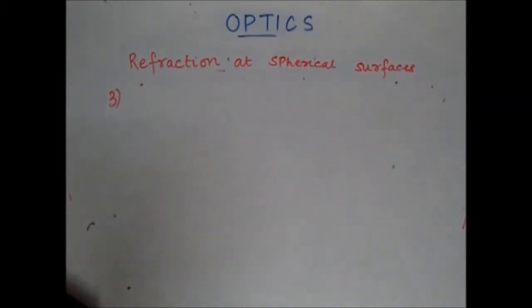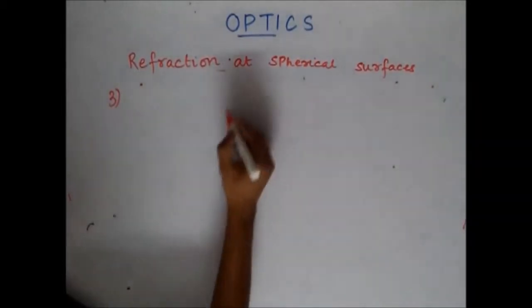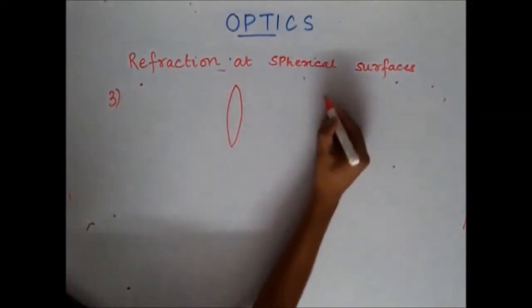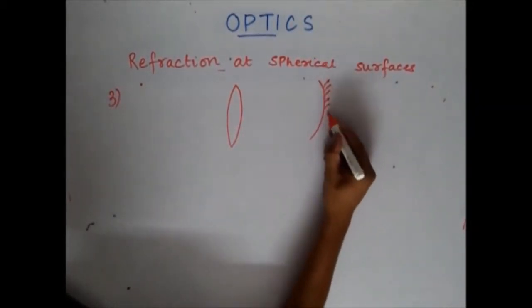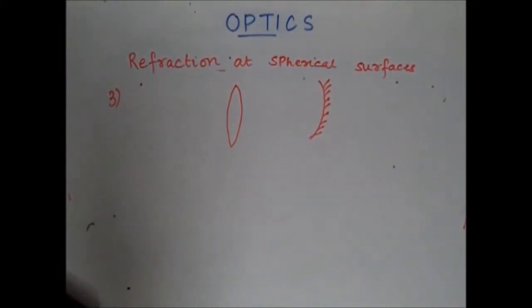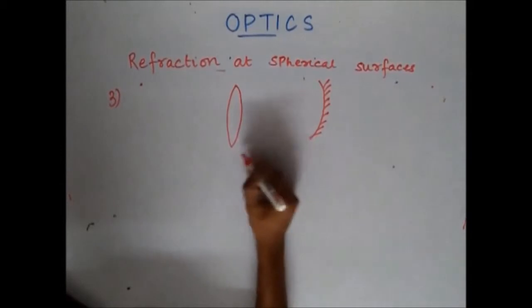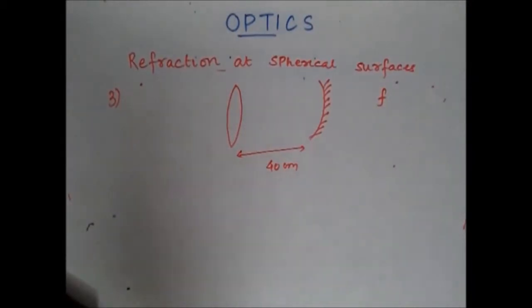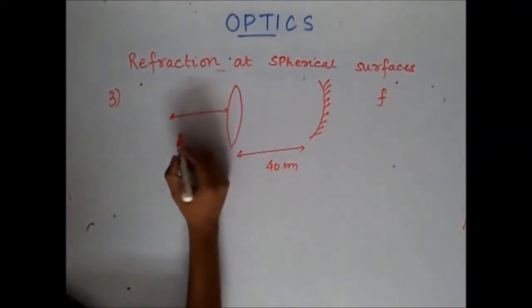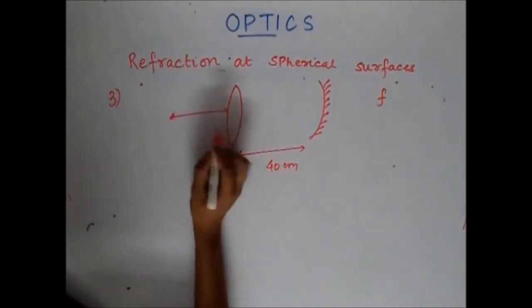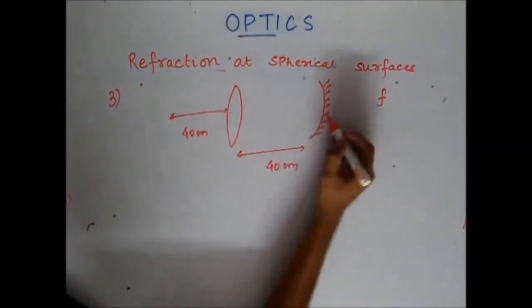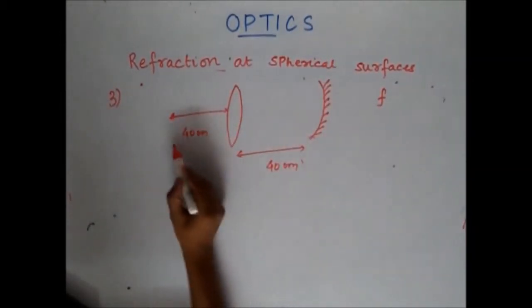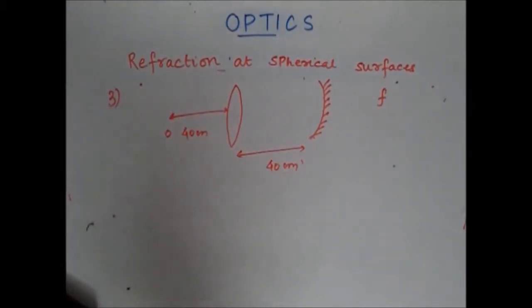The third question is, a concave mirror and a convex lens of the same focal length are 40 centimeter apart. Both have the same focal length F. An object is placed 40 centimeter from the convex lens. So you have a convex lens and a concave mirror which are 40 centimeter apart, and the object is placed 40 centimeter from the convex lens.